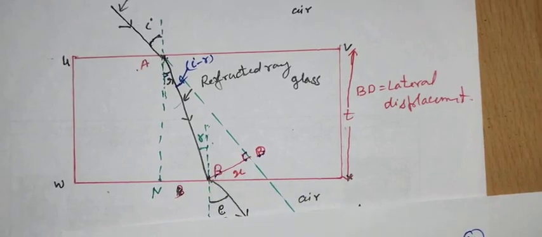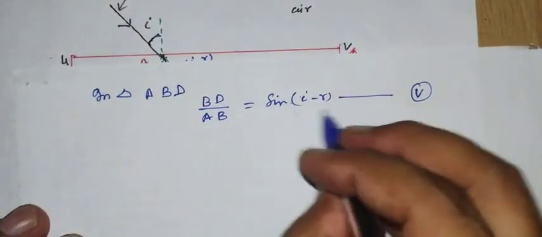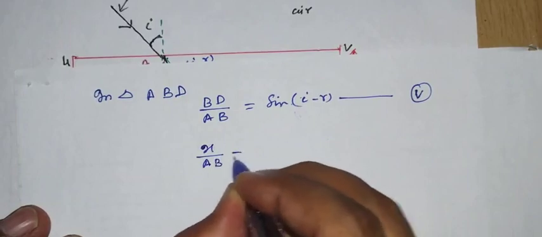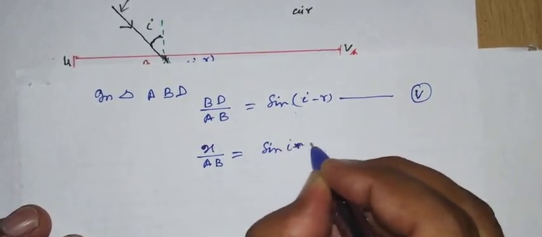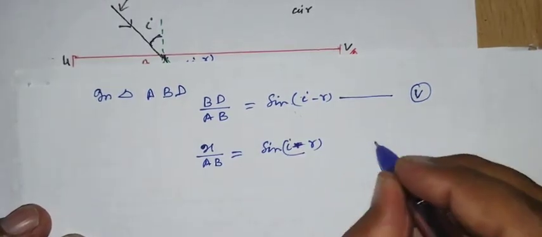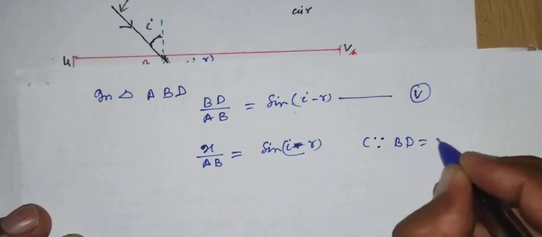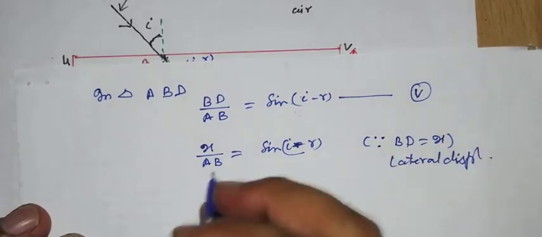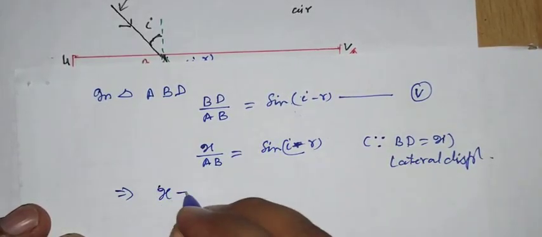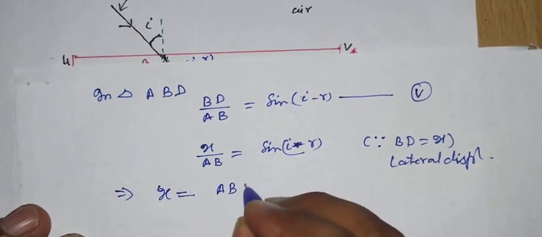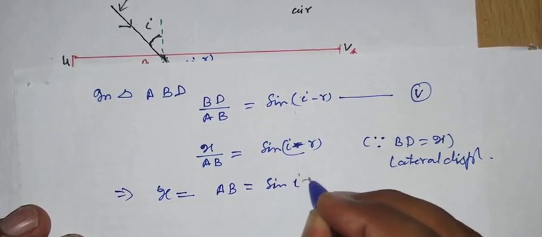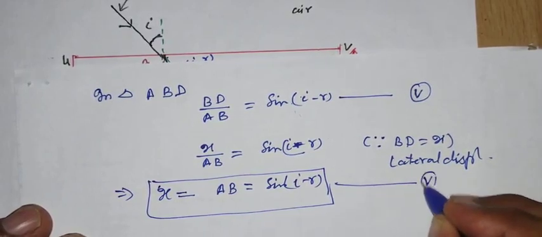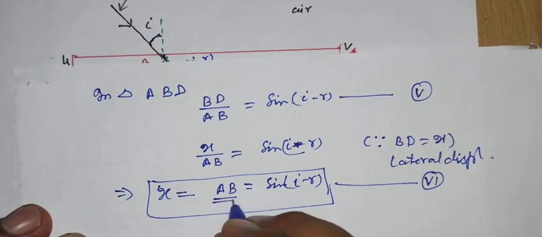Since BD is the lateral displacement, in equation 5 we may write BD is equal to x, so x by AB is sine I minus R. Since BD is equal to x and this x is the lateral displacement, the lateral displacement x can be given as x is equal to AB sine I minus R. We will treat this as equation number 6. Now it is time to see the value of AB.